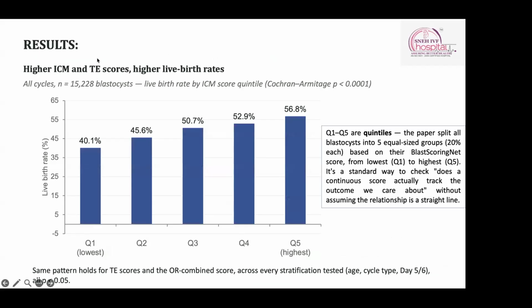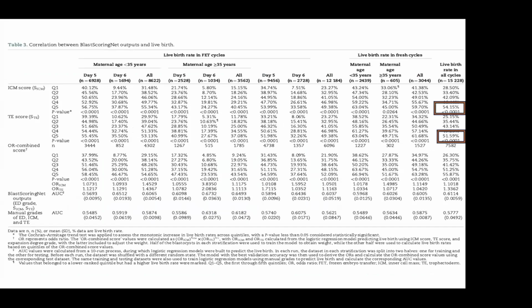So what was the result? The higher ICM and trophectoderm give the higher live birth rates. There were three different quintiles. The paper split all the blastocysts into 5 equal categories, 20% each, based on their BlastScoringNet score from lowest Q1 to highest Q5. You can also see that in Q5, the live birth rate is extremely higher, 56.8%, assuming that there is a relationship between the model prediction and the live birth rate.